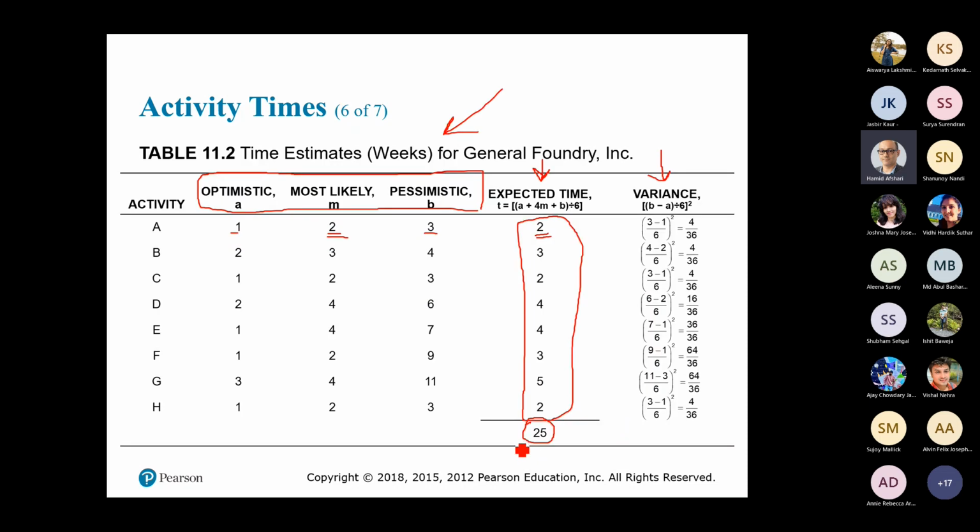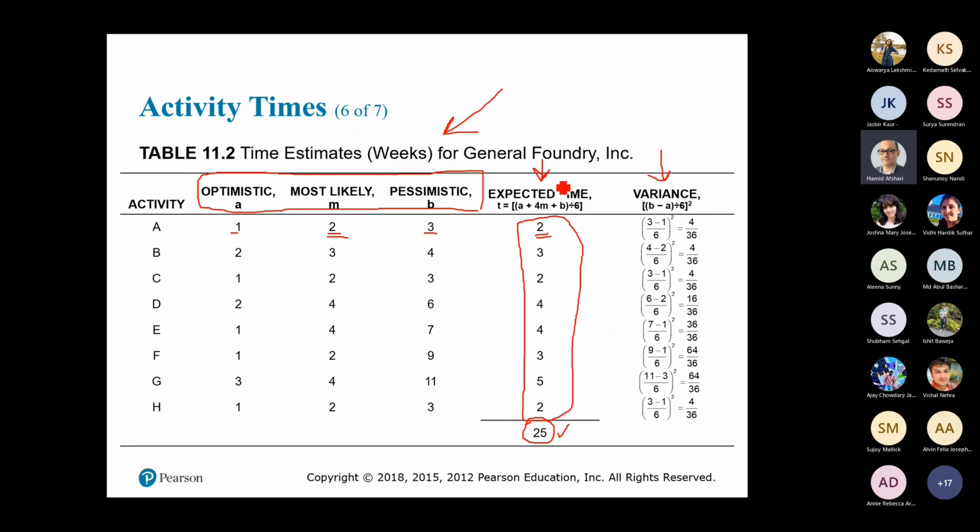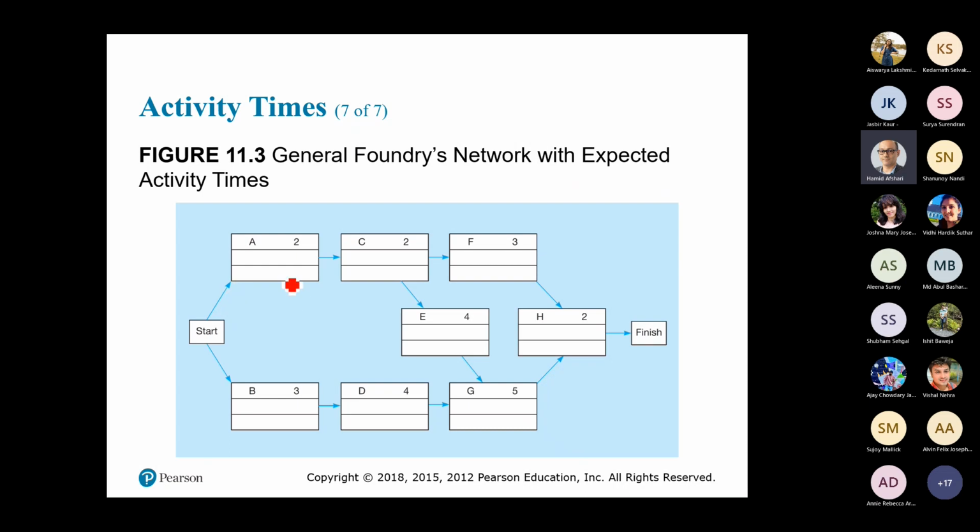Because as you mentioned, initially I can say 25 weeks, but this way I am ignoring the sequence of activities, the predecessors of activities. So I have to put those numbers that I calculated on this column, on this table, on this network.